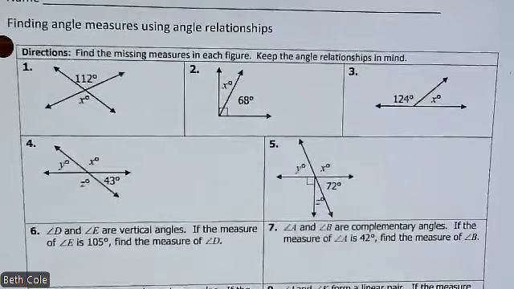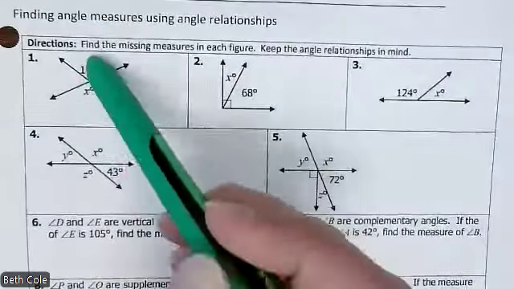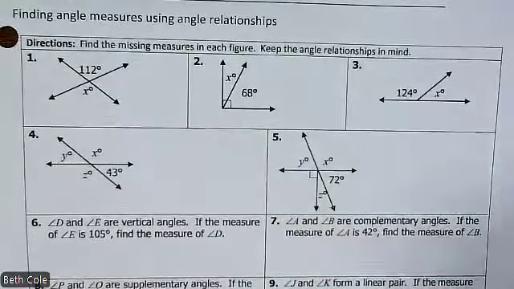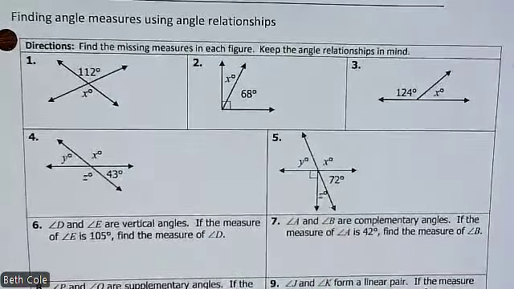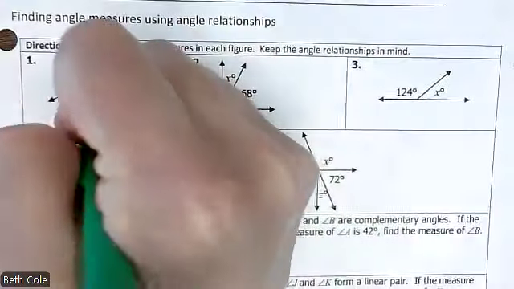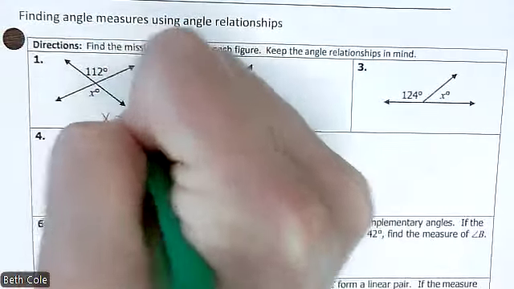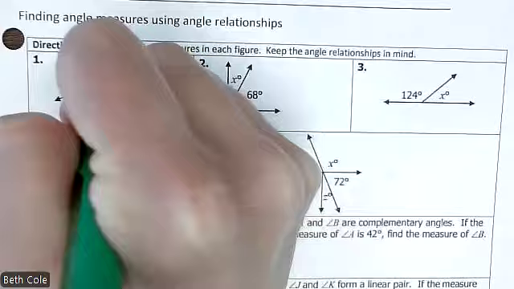But for the one, do you see how the angles are across from each other? Those are called vertical angles, and they are congruent. So if this is 112, that means x is also 112.